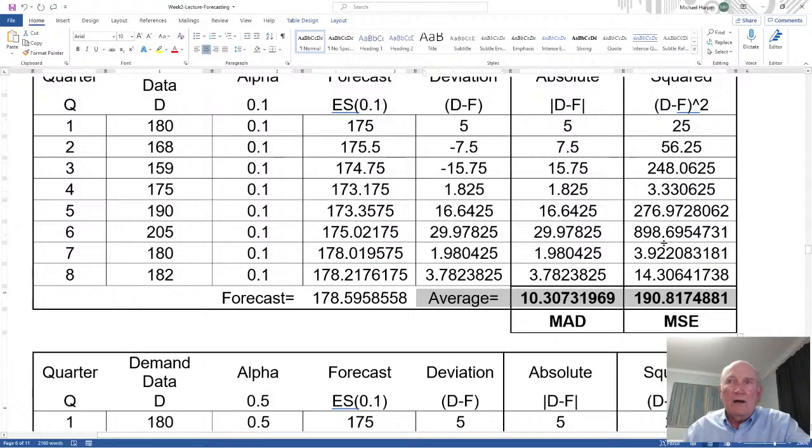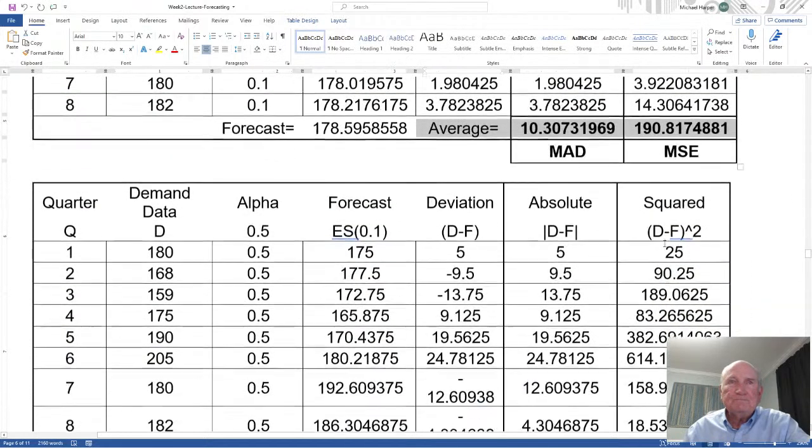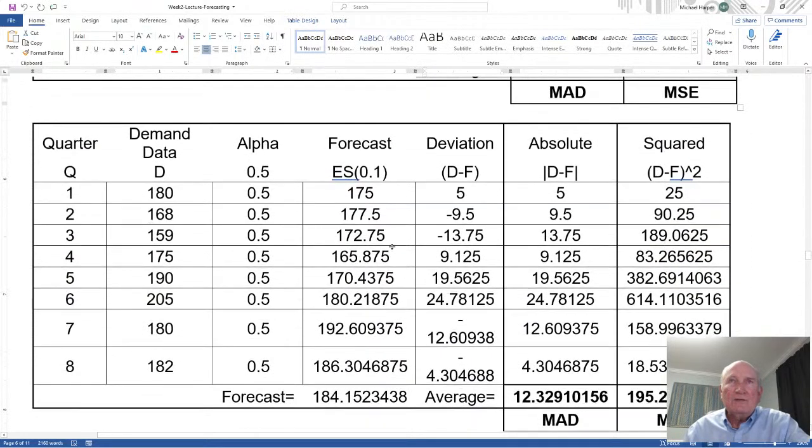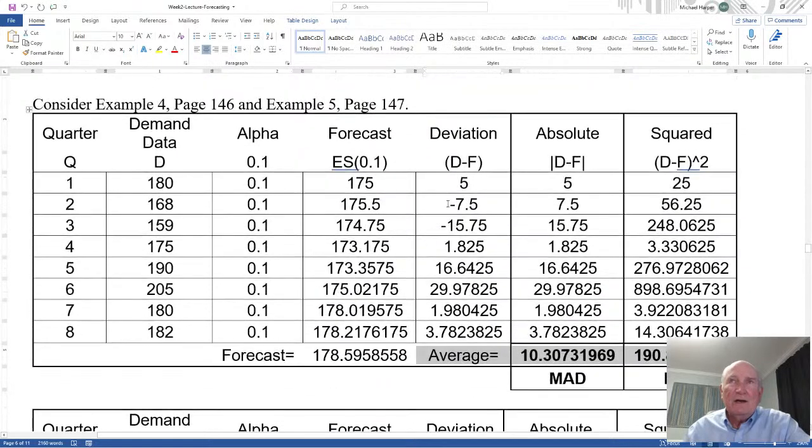I do the same thing down here for 0.5. But let's go to Excel, and let me show you how to do it in Excel, because you'll do this in the homework. You can even use this Excel spreadsheet to just put the numbers in and see how it's done. Okay, let's bring back Excel.